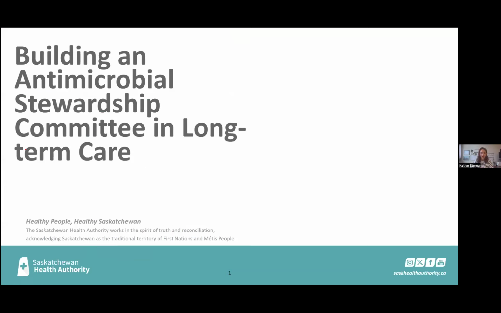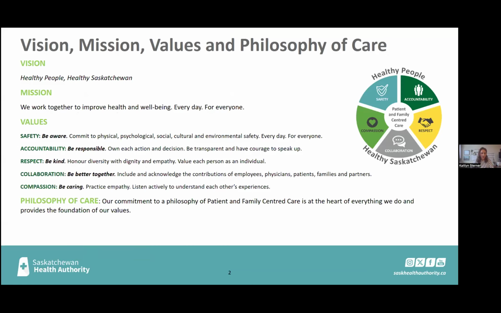Thank you for joining our conversation today about antimicrobial stewardship in long-term care. Very grateful for this platform. Long-term care is rarely a headliner, so this is really exciting for me. Slide 2. So in the Saskatchewan Health Authority, our mission is working together to improve health and well-being every day for everyone. I am very grateful to contribute to our vision of healthy people, healthy Saskatchewan through our AMS efforts.